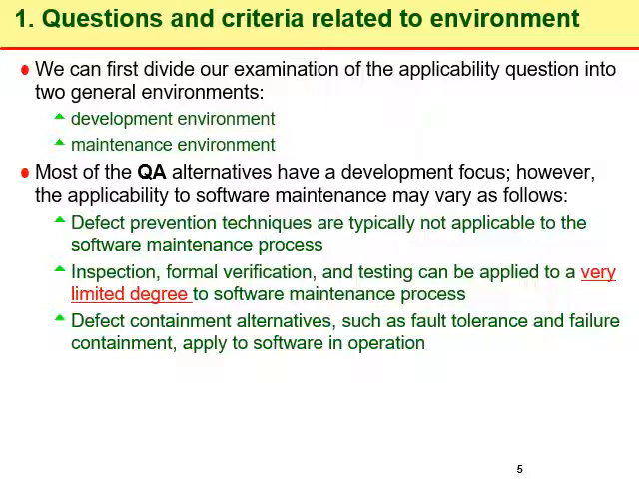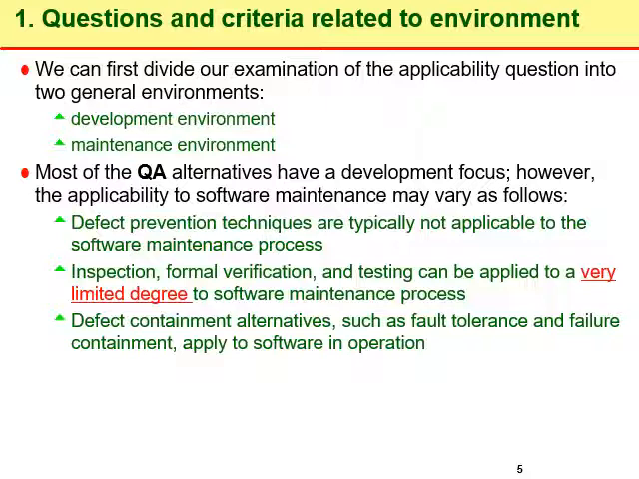So we first discuss the questions and criteria related to environment. The main question is the applicability of specific quality assurance alternatives and the related activities and techniques to specific development and maintenance environment. We can first divide our examination of the applicability question into two general environments, that is the development environment and the maintenance environment. By the maintenance environment, we mean that which includes operational support and software maintenance activities.